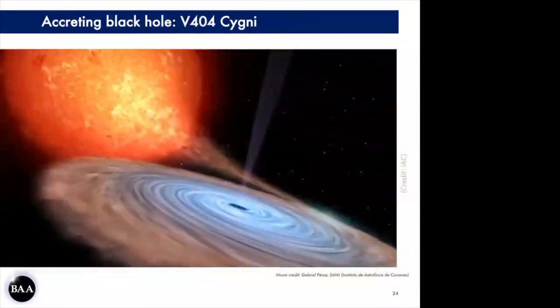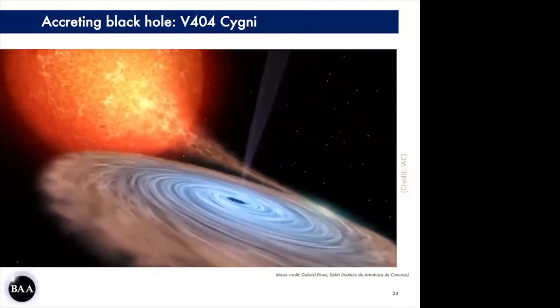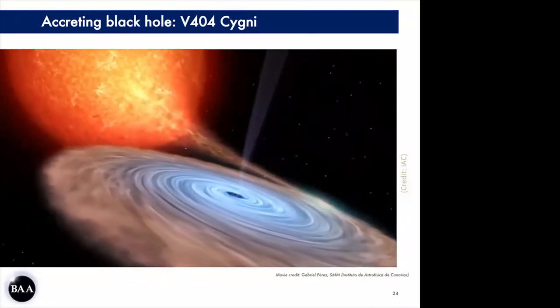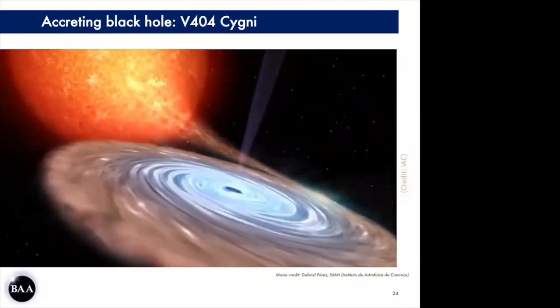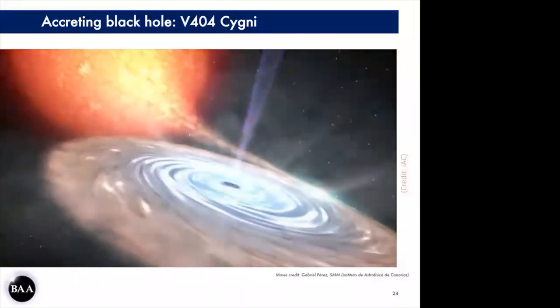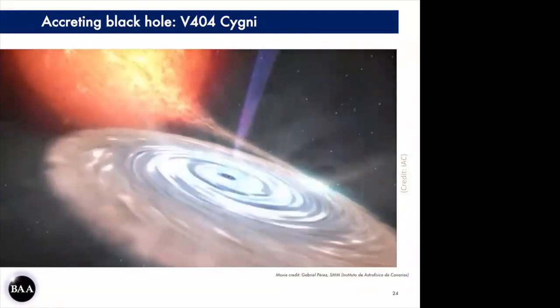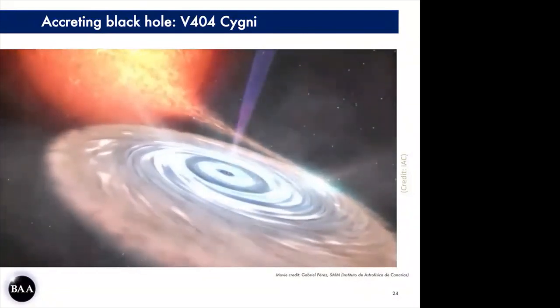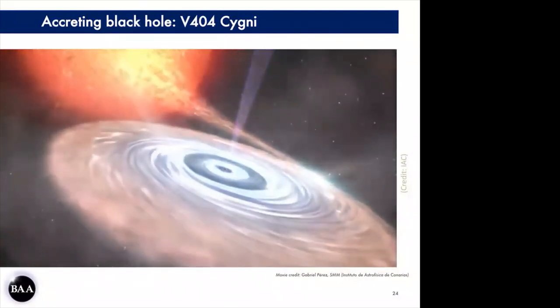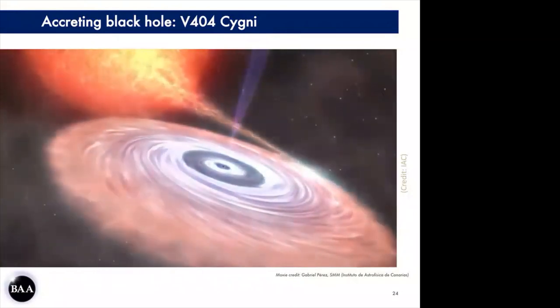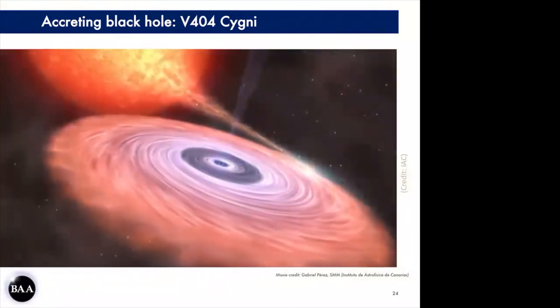So let's move on one more. And until now, we've considered binary systems where the accreting star at the center is a white dwarf. So we've looked at a number of examples of those already. However, there's an even more exotic class of binary system in which the accretor at the center is a black hole.